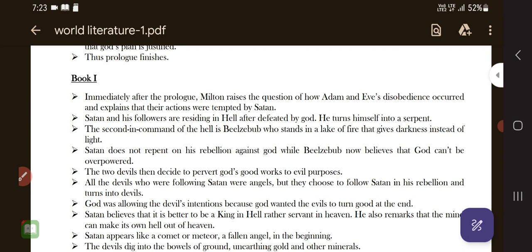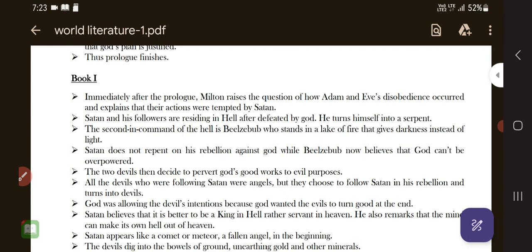The two devils then decided to turn God's good work to evil purpose. So Satan and Beelzebub decided to do all these evil things to destroy humankind's thoughts and ways toward God. The thought process will be destroyed in the minds of humans. These two people do that.